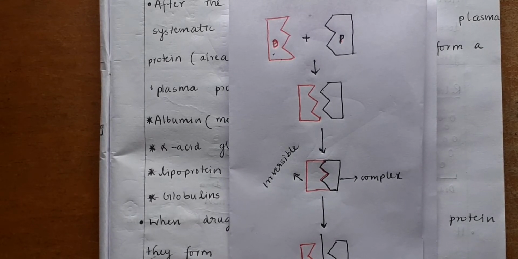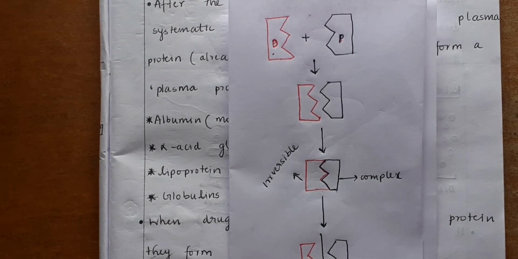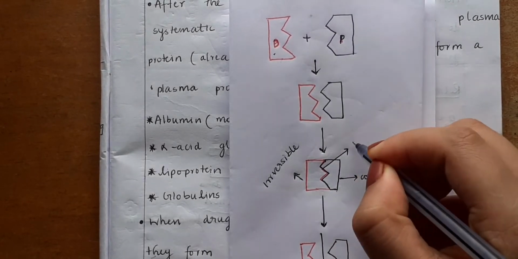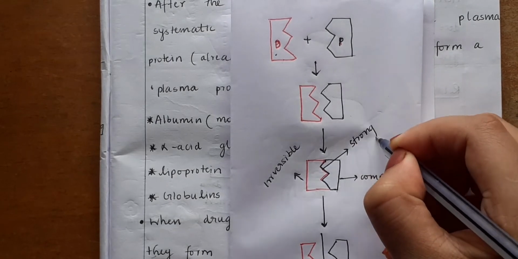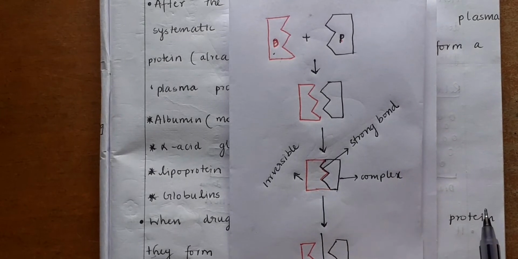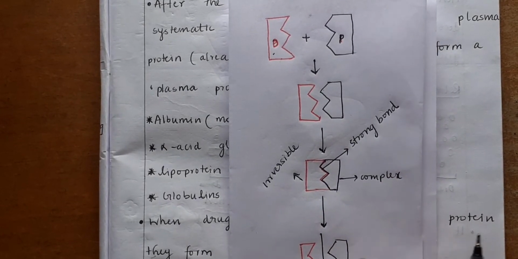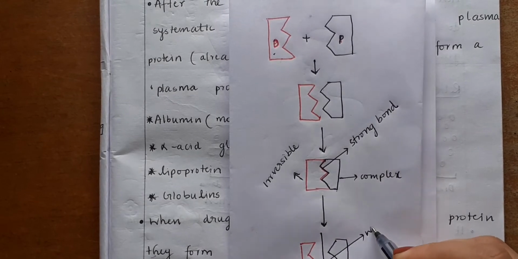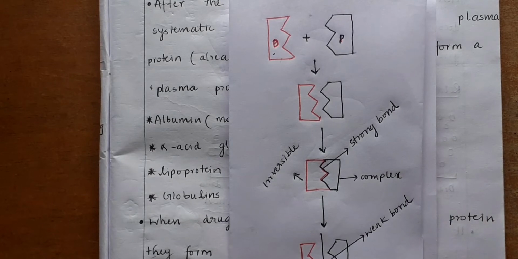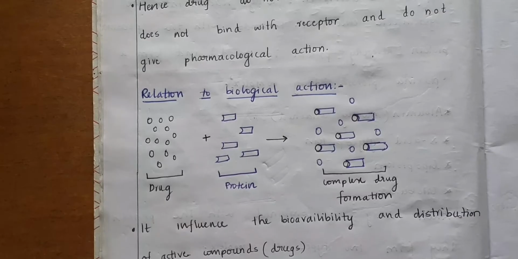Now, when drug and protein form a complex, there is a force combining them, which means they involve a strong bond. Here, when these complexes are formed, they have a strong bond. So if there is no complex formed between drug and protein, then it has a weak bond. A strong bond involves covalent or ionic bond, whereas a weak bond involves van der Waals bond and hydrogen bond.